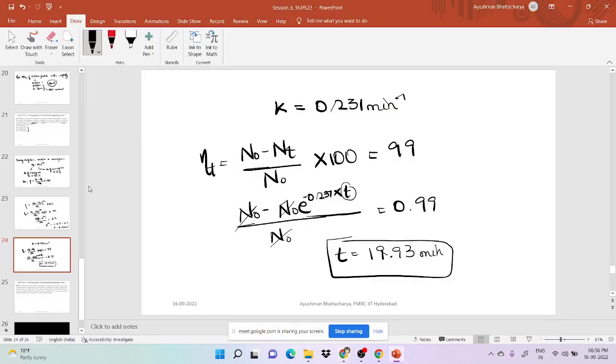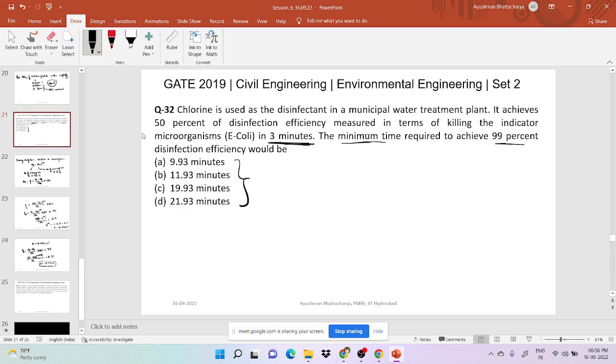Yes, sir. Okay, so again I will just explain. They are telling us initially that for 50% disinfection it is taking 3 minutes. So what will be the minimum time for 99% disinfection efficiency? Using the given data, that is 50% efficiency in 3 minutes, we calculated the k value. After knowing the k value, we calculated the minimum time.